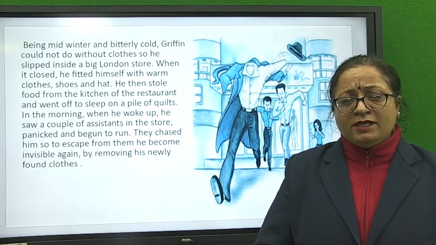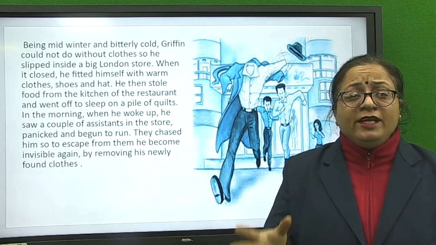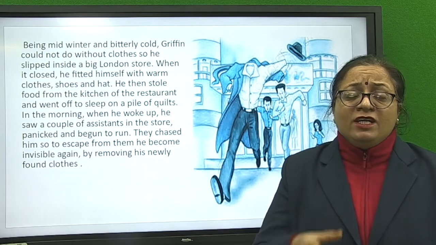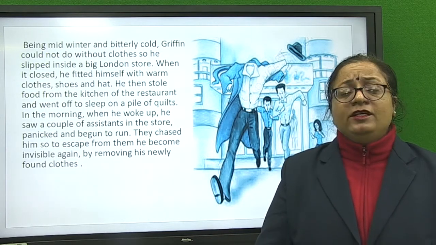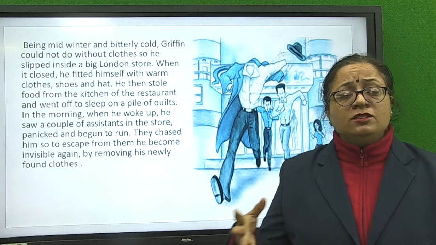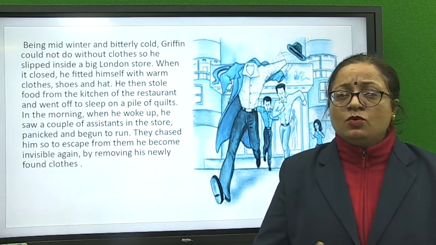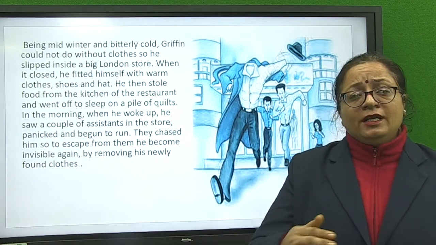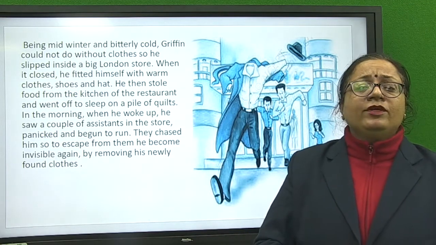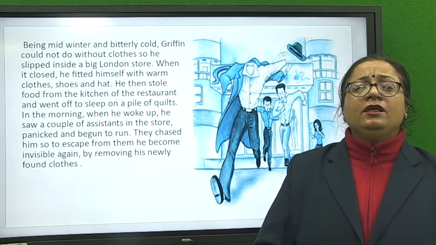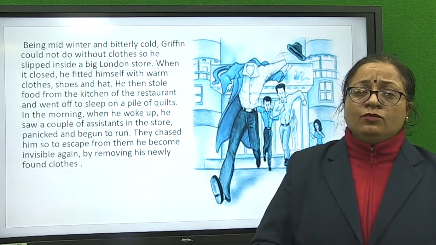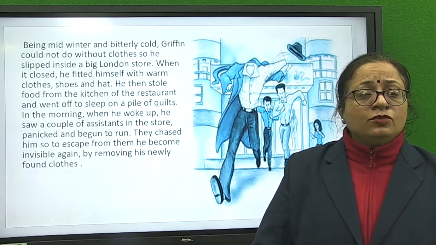Iping is a place in London also. This is the quality of H.G. Wells: when he used names of places in his stories and novels, they are all realistic. And now Griffin reached Iping, and there he rented a room in the Coach and Horses Inn that was owned by Mr. and Mrs. Hall.